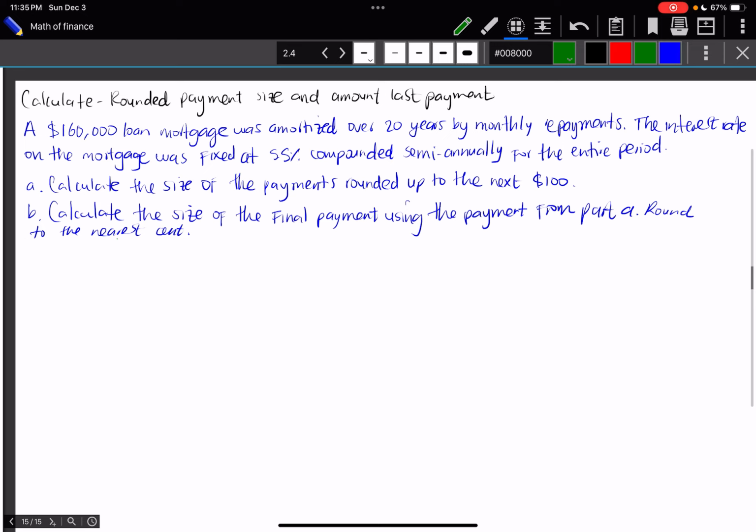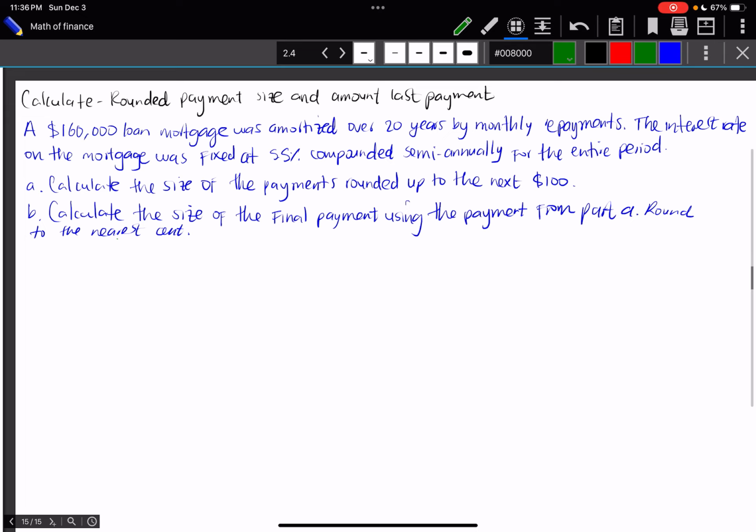To work with this problem, we need to understand that the loan is in the form of an ordinary general annuity, as payments are made at the end of each payment period, which is monthly, and the compounding period, which is semi-annually, and the payment period, which is monthly, are not the same.